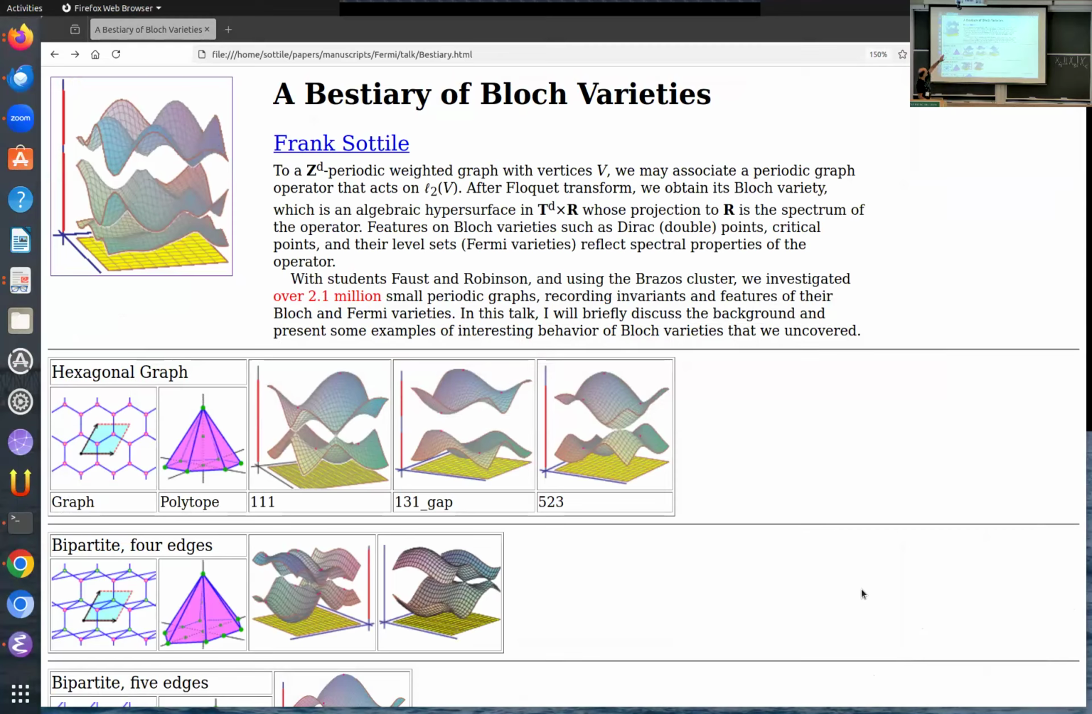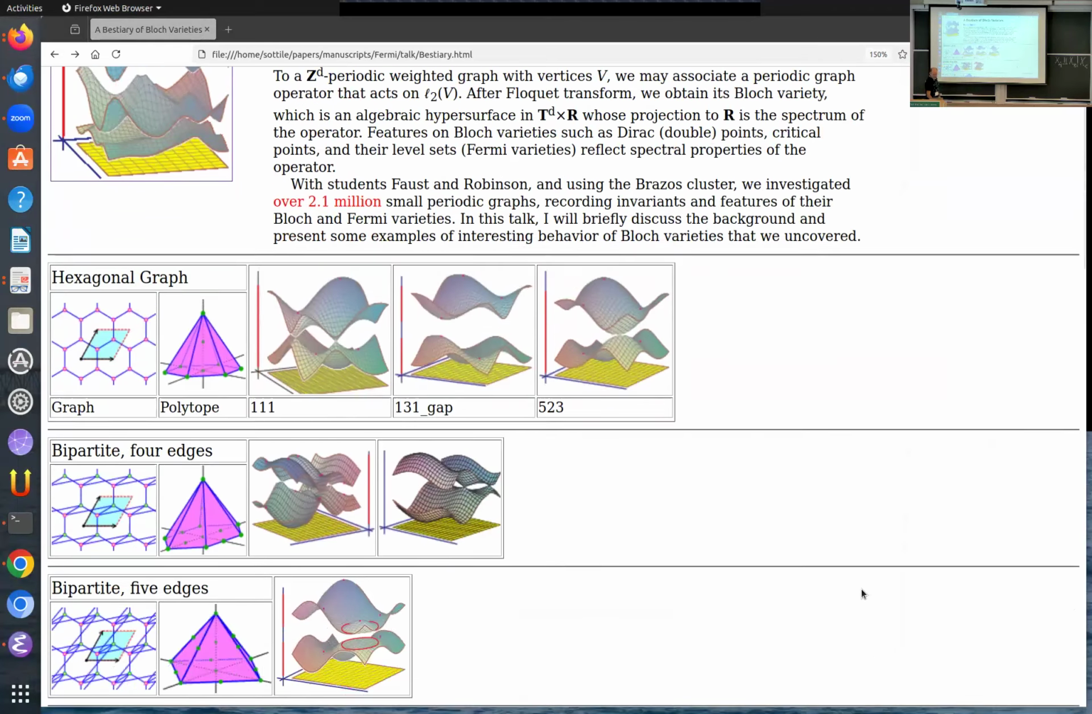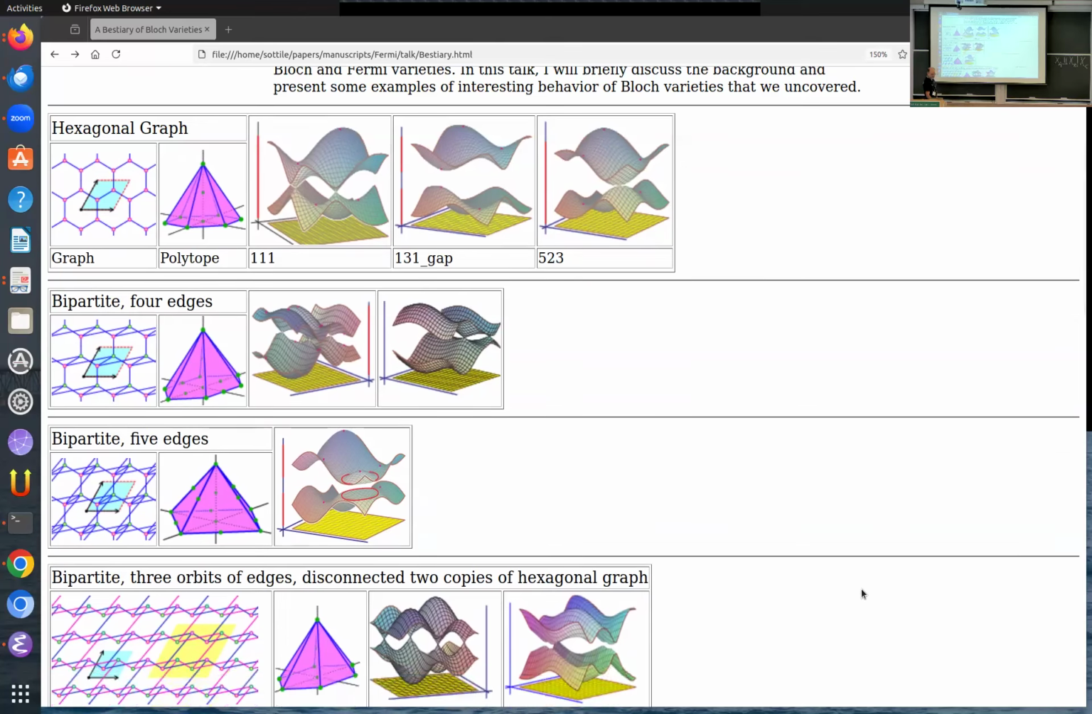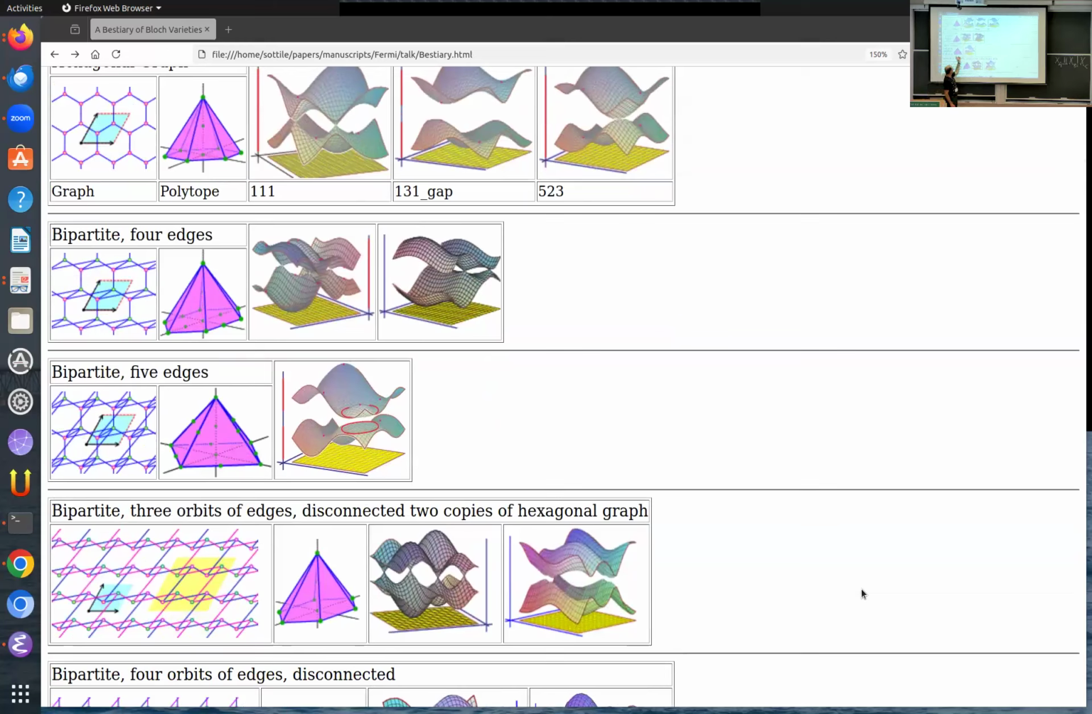So here I have a page. It's actually on my website, but of just some pictures of these Bloch varieties. This one you already saw in the talk. These you already saw in the talk. These are just different Bloch varieties for different graphs that I put together, just some examples. So here's an example of one that has 4 Dirac points, only 2. This is a relative of a famous example of Filonov and Kachkovskiy, in which you have a very simple graph which has a non-isolated set of critical points.